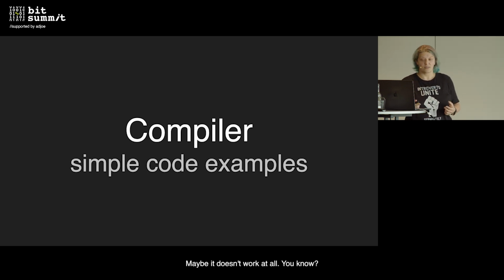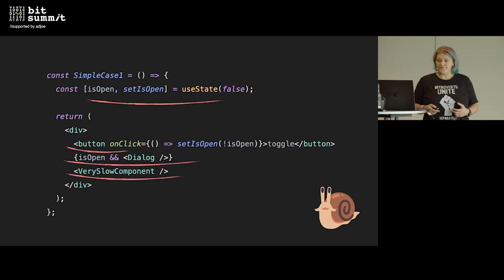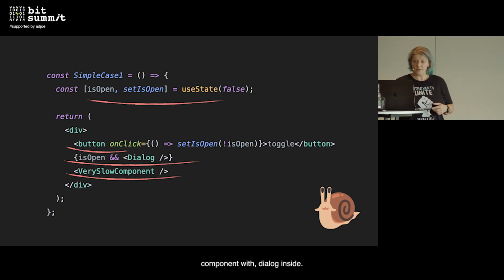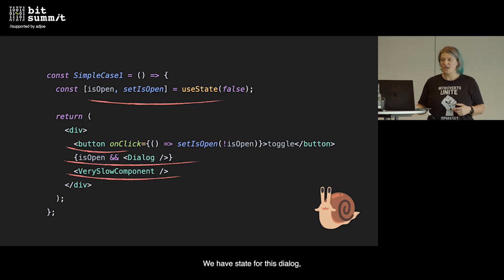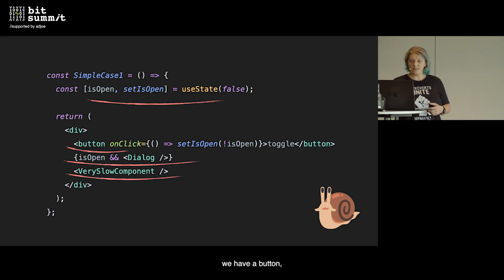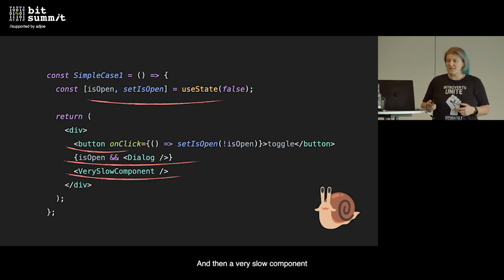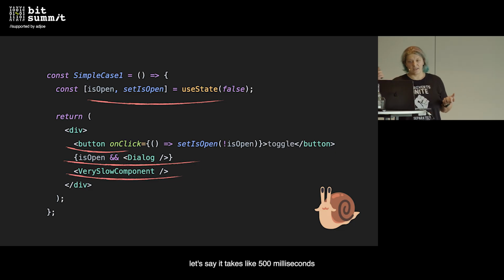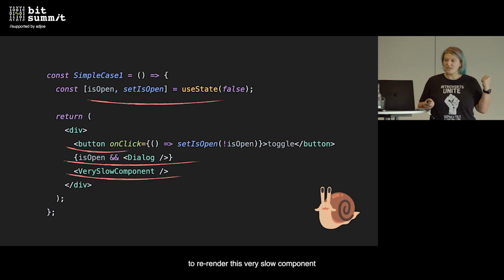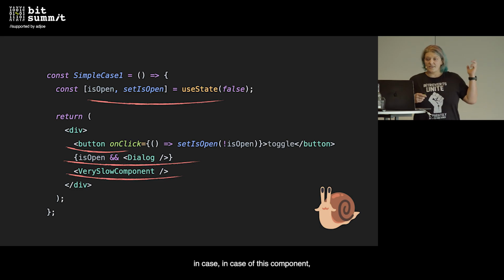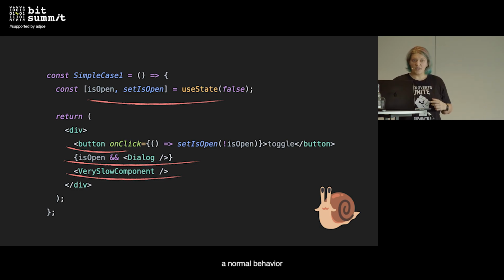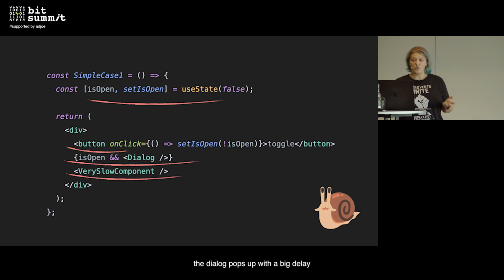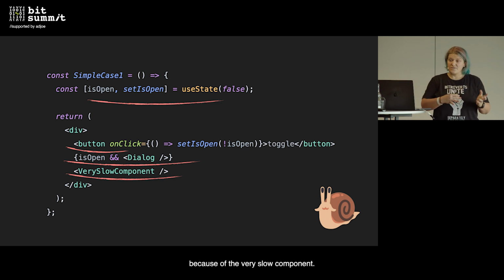Before answering those questions, I want to really quickly check out the compiler on a few synthetic examples and see how it works. Maybe it doesn't work at all, you know. So the first one: we have a component with a dialog inside. We have state for this dialog, a button that can open it, and then a very slow component somewhere underneath. Let's say it takes 500 milliseconds to re-render this very slow component. Normal React behavior would be to re-render everything when the state changes. As a result, the dialog pops up with a big delay because of the very slow component.